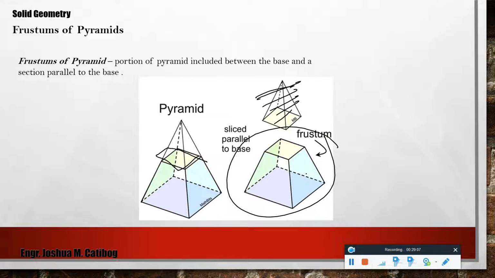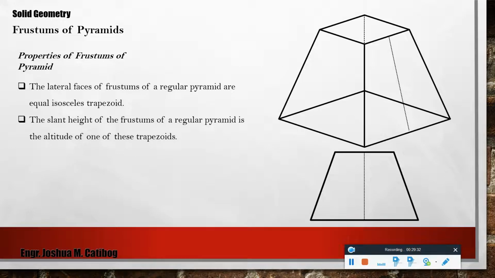When we say frustum of a pyramid, kung ano po yung ating base po sa ilalim, at pinutol mo siya dun sa bandang gitna or bandang taas, yung ating pong magiging base sa taas ay the same shape but different in dimension. Okay, kung ang ilalim po ay triangle, so triangle din po ibabaw. Kung ang ilalim po ay, let's say, parallelogram, parallelogram din po yung ibabaw. Okay, so we have here the properties of a frustums of a pyramid.